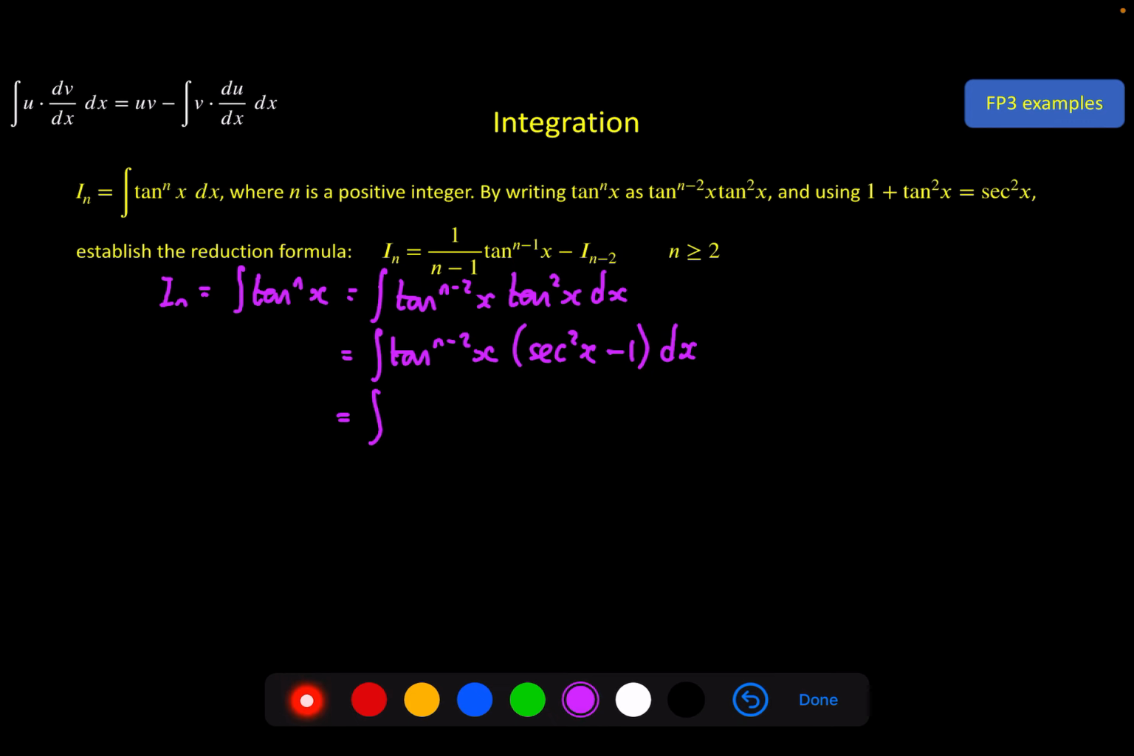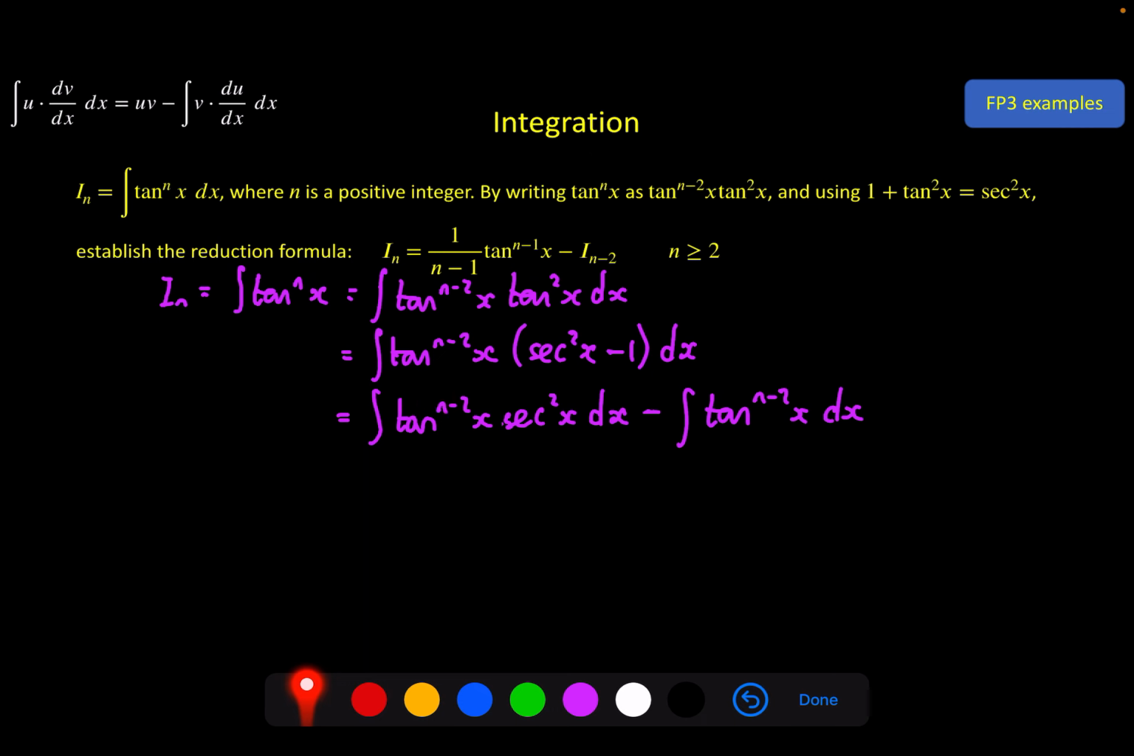And put it into two big integrals. So we've got the integral of tan^(n-2)x times sec squared x dx minus the integral of tan^(n-2)x dx. And straight away that has helped because this matches this format. So I can change this into I(n-2). But this does not.